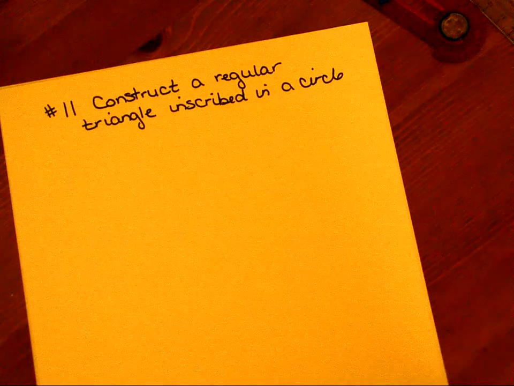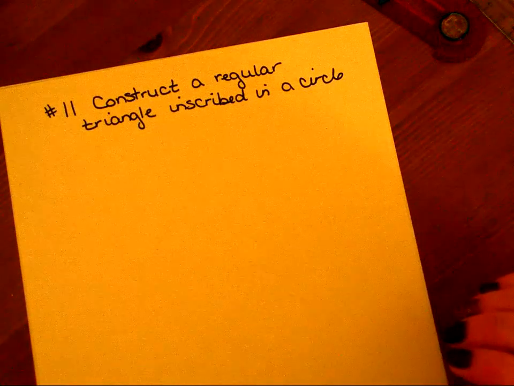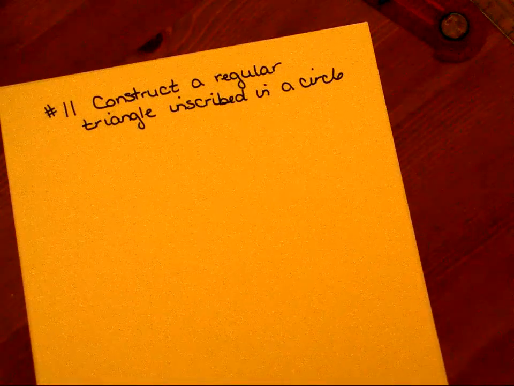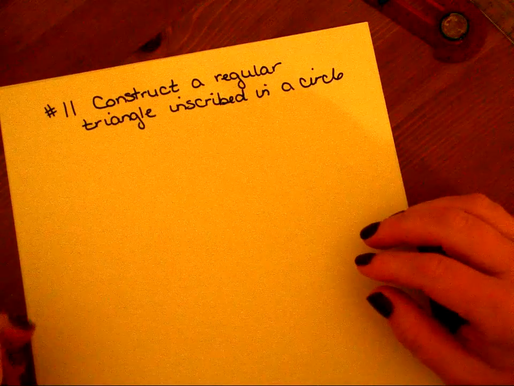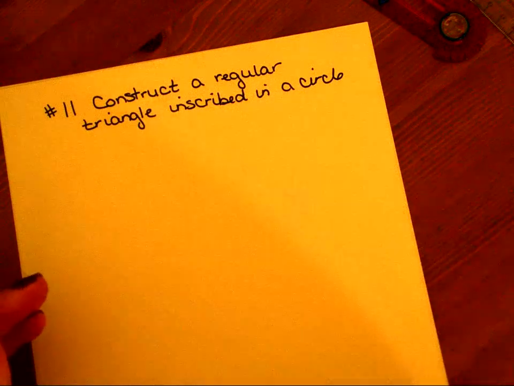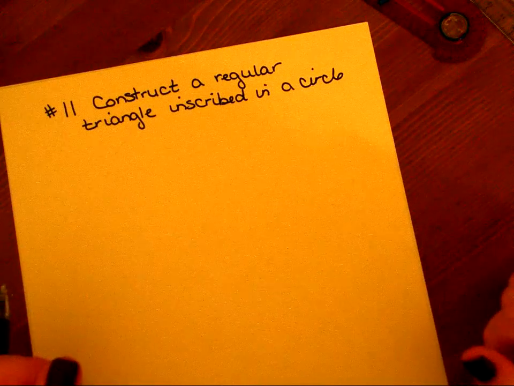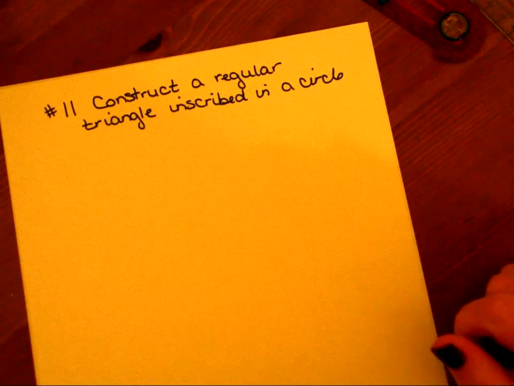Okay, now we're going to do construction number 11. The good news is number 11 is way easier than number 10. So we're going to be constructing a regular triangle inscribed in a circle. This means a regular triangle will be equilateral and equiangular, and it will be inside of the circle. So it's kind of the reverse of the last one.